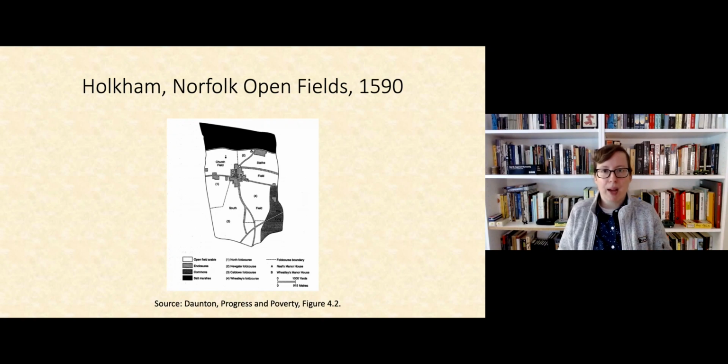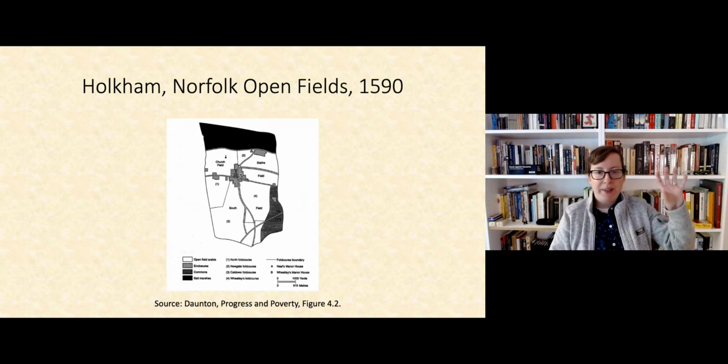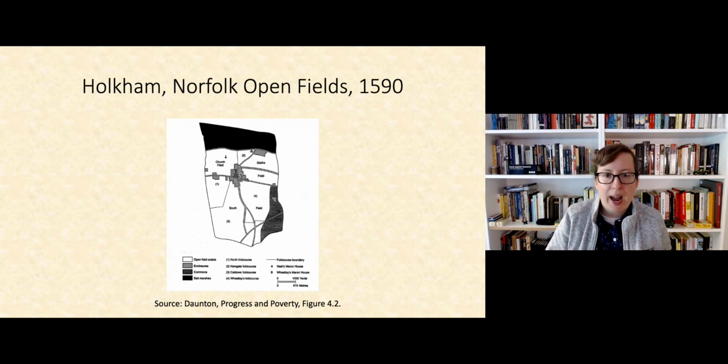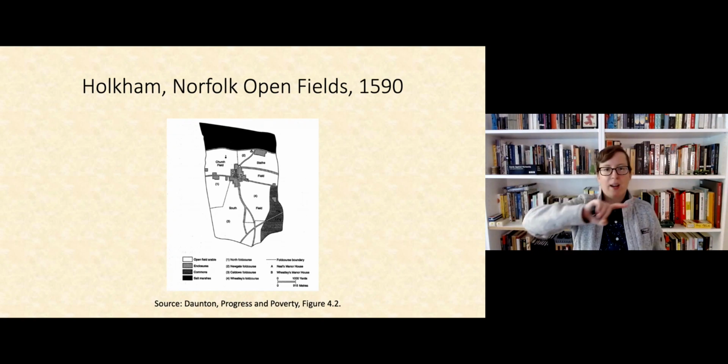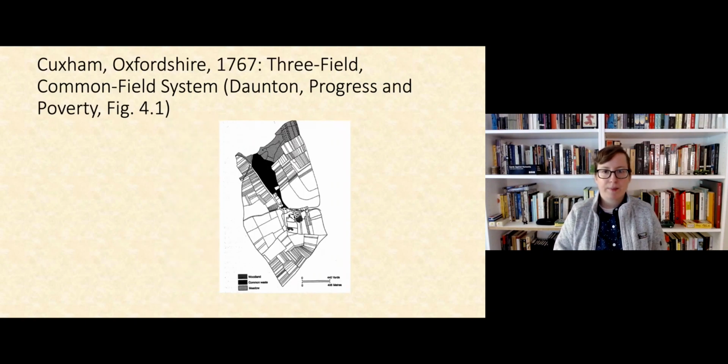So this is a map of Holcombe, the village of Holcombe, in Norfolk. These are open fields, and this is a map of basically how this was set up in 1590. And you can actually see the whole village land. There's a common field, and then we have several fields divided among the village, right? You can see the south field, you can see church field, there's another third field there. And so that's how that would be divided.